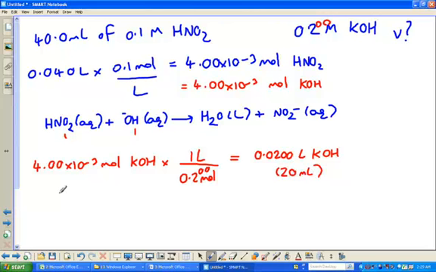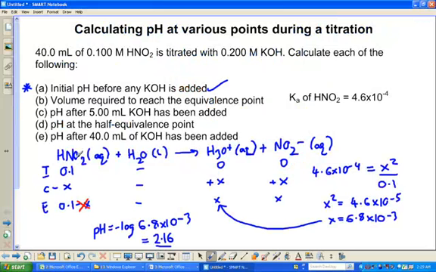Alright. So that's the volume needed to reach the equivalence point, which actually makes sense because the concentration of the KOH is twice that of the acid. So you should expect if the concentration of this is twice that, then the volume used of this should be half of that volume, which is exactly what it is.